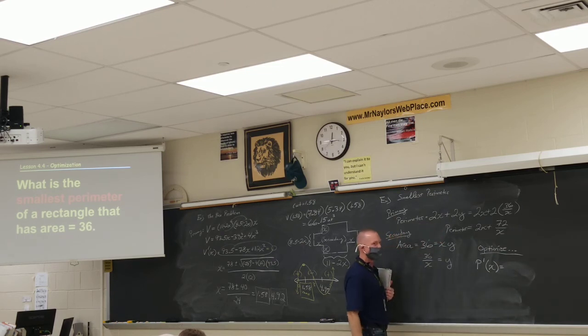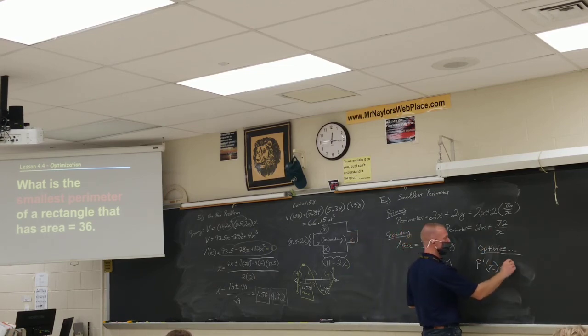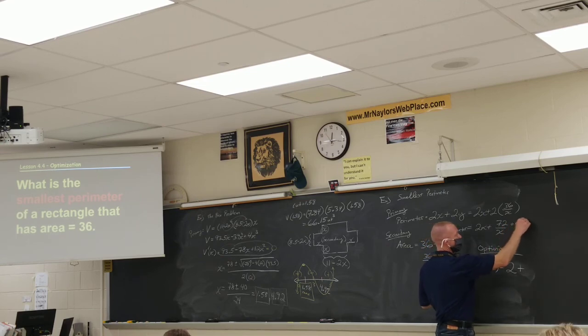It doesn't have to be f of x anymore. It can be p of x, so p prime. You should put the prime symbol so you know that you've done the derivative. Now, the derivative of 2x is just 2. The derivative of 72 over x, that's actually always worth discussing.